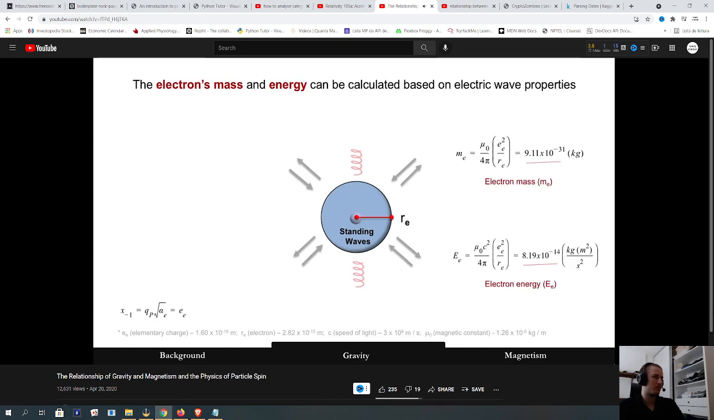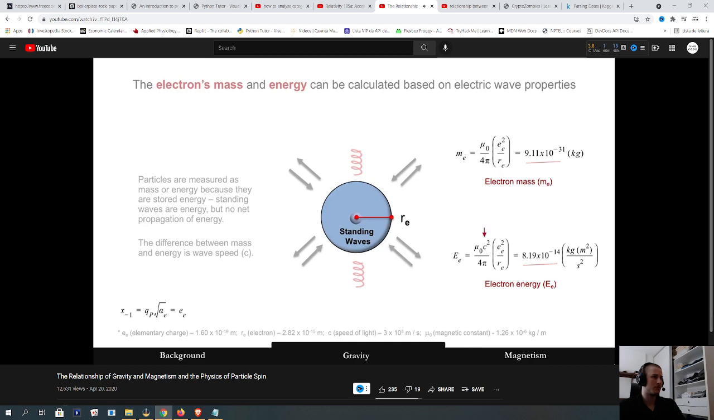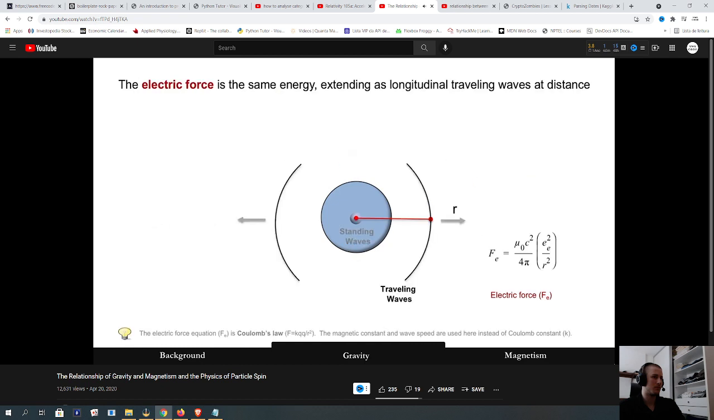Now, the electron's mass can be derived as follows, and so can the electron's energy, and the only difference in that equation is c squared, see a little c there. So the difference between mass and energy is wave speed. And what is a particle? Well, a particle can be measured as either mass or energy, typically because they are stored energy. And what's a standing wave? A standing wave has energy, but there's no net propagation of energy. It's stored energy. So everything that we define within that radius, r_e, which is the electron's classical radius, is stored energy and becomes a particle. But energy continues to flow beyond there.